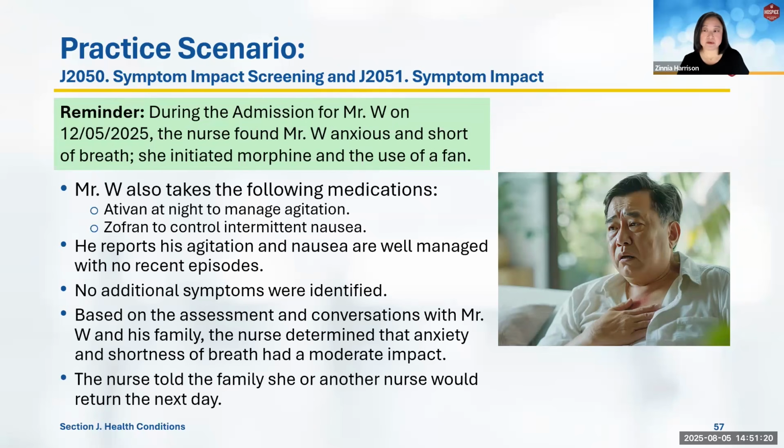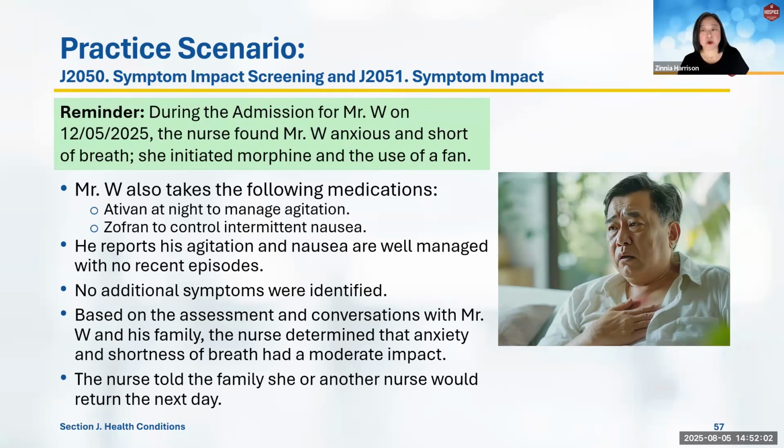So during admission on December 5th, the nurse found Mr. W anxious and short of breath. She initiated morphine and the use of a fan. Mr. W also takes the following medications: Ativan at night to manage agitation, Zofran to control intermittent nausea. He reports his agitation and nausea are well managed with no recent episodes. No additional symptoms were identified. So based on the assessment and conversations with Mr. W and his family, the nurse determined that anxiety and shortness of breath had a moderate impact. The nurse told the family she or another nurse would return the next day.